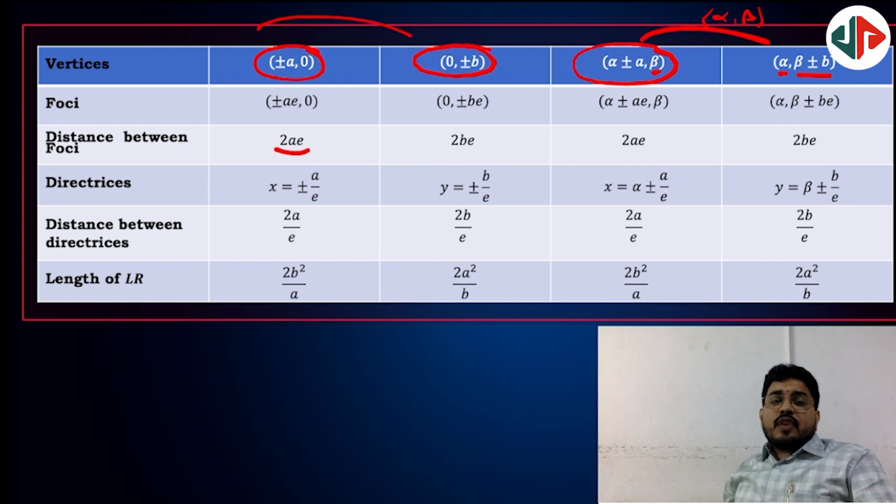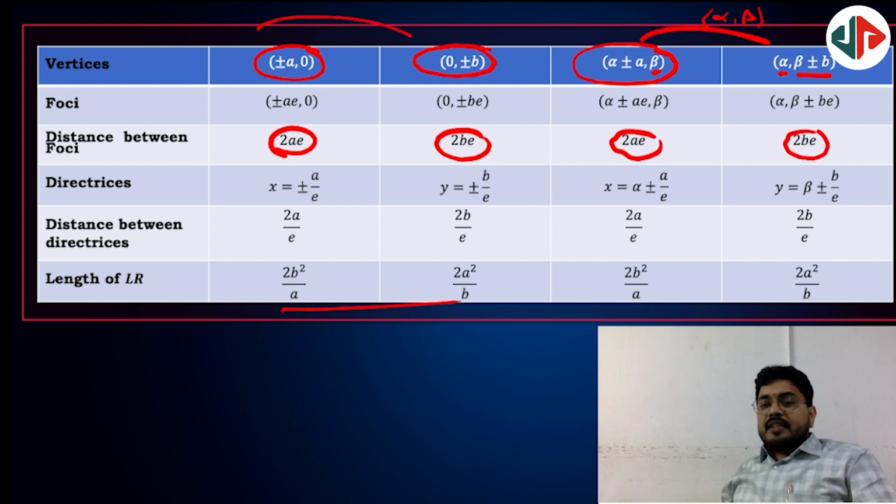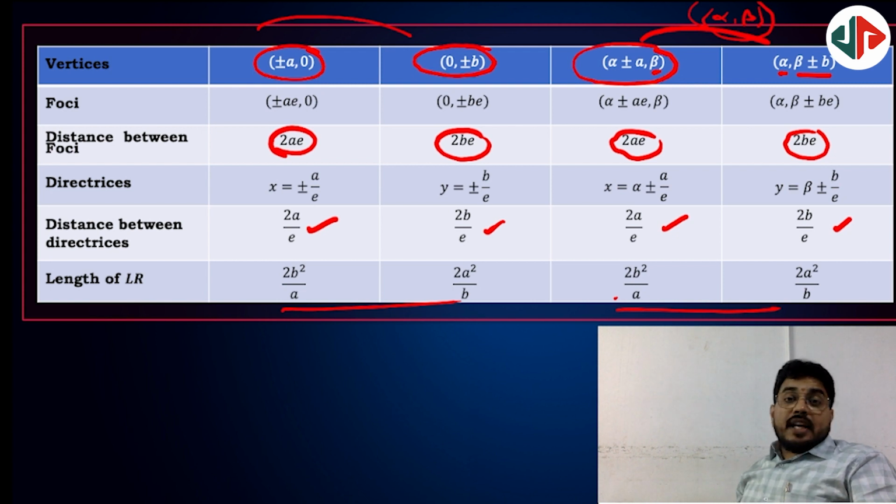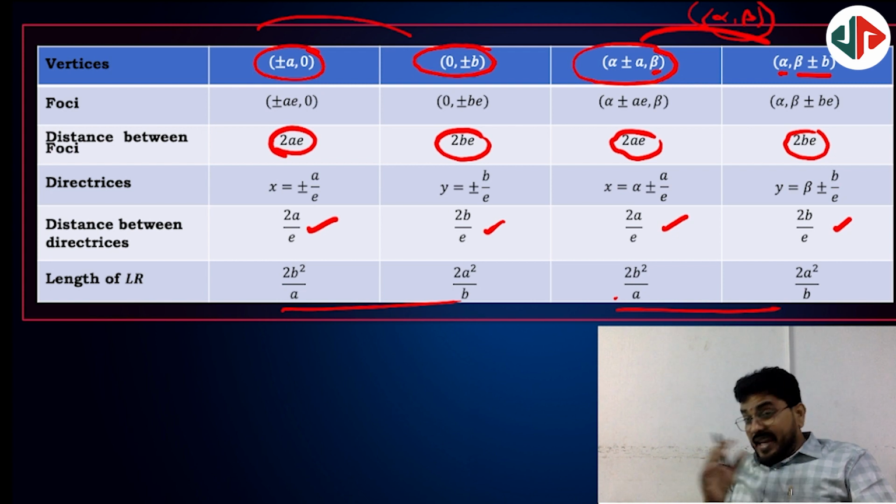The distance between the foci is 2ae, here 2be, here 2ae and here 2be, because there is not much difference. First and third are the same, second and fourth are the same, except for the center. Distance between the directrix, please understand, the distance between the foci of an ellipse and of a hyperbola remains the same, formula 2ae. Directrix also the same, length of latus rectum.